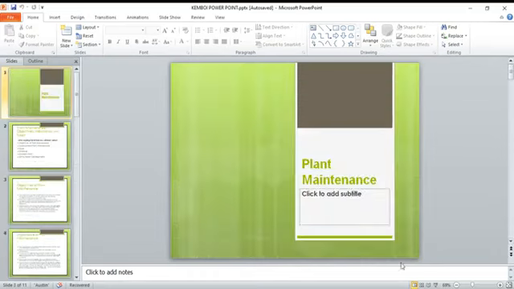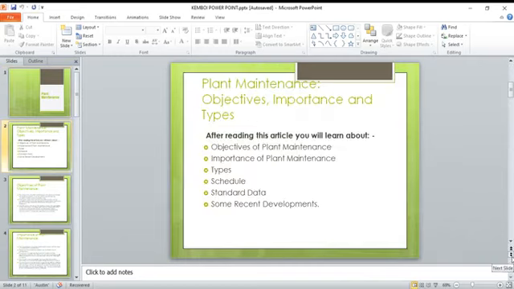Today we are going to see its unit, plant maintenance. The topic is plant maintenance. Units are plant and plant practice. So the objectives of plant maintenance, that is the first thing we are going to see. Importance, and then finally we see types.